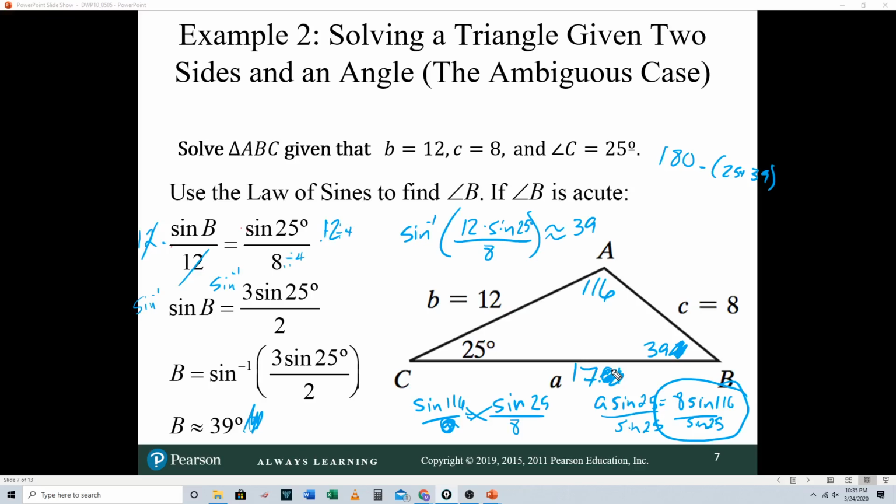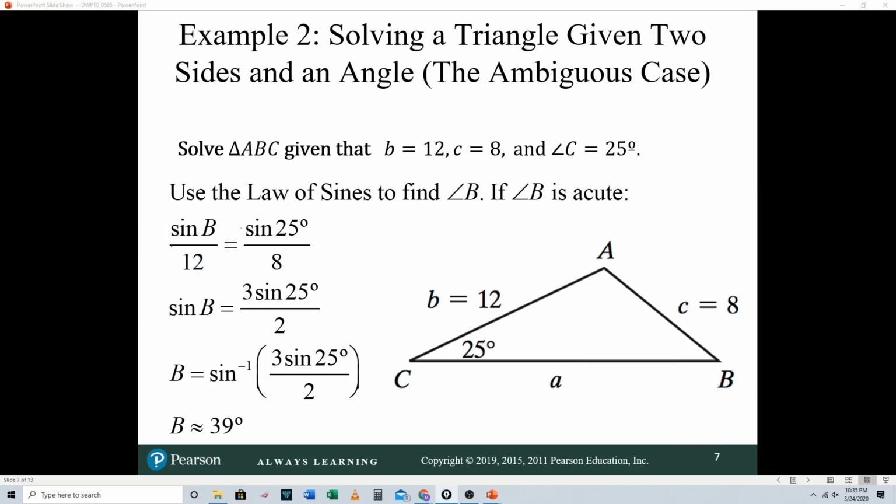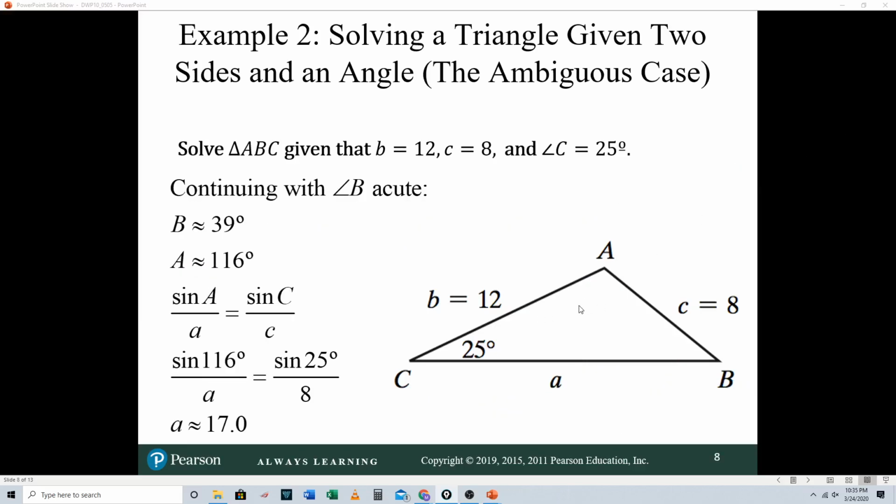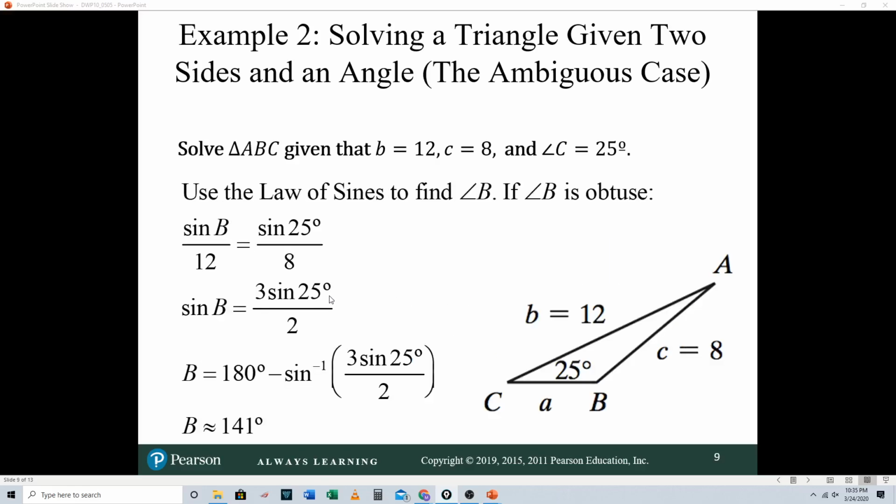So this is if b is acute. That's if b is acute. Okay. Well, what if b is obtuse? All right. What if b is obtuse? Right. So here we're getting the same situation, but this time b is obtuse.